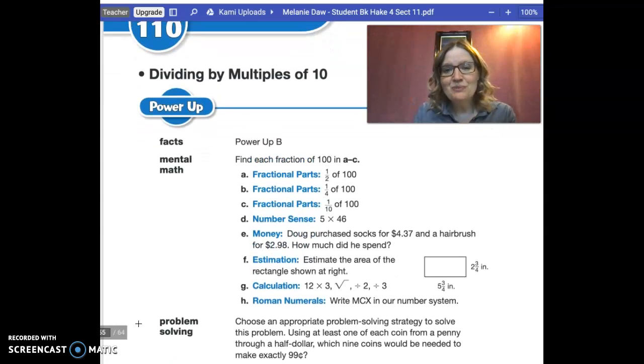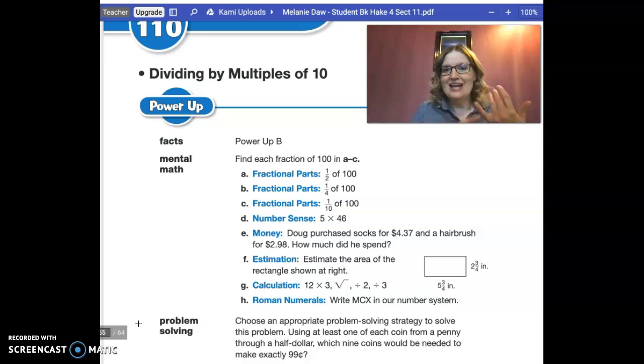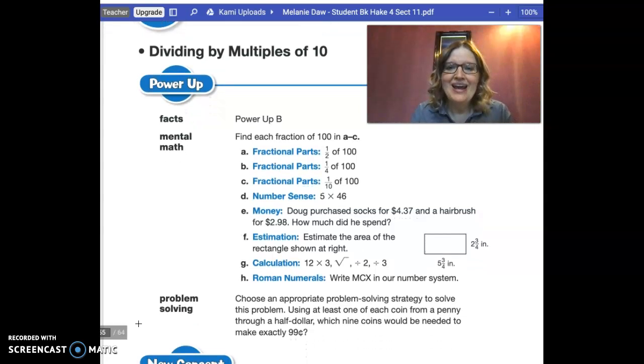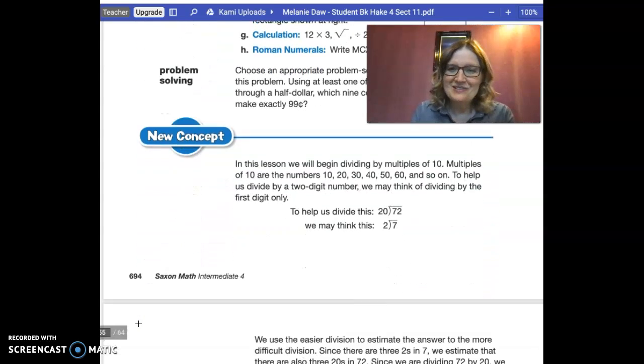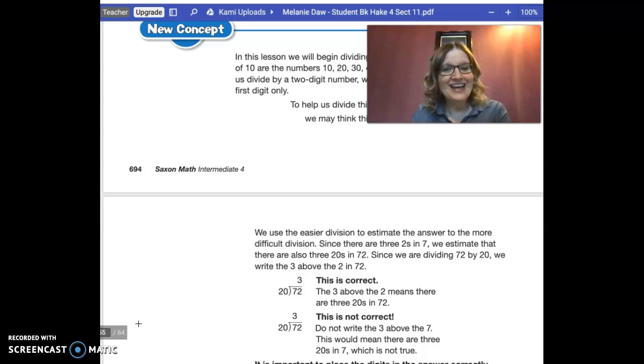Let me remind you, multiples of 10 are 10, 20, 30, 40, 50, 60, 70, 80, 90. 100 is a multiple of 10. The general rule is if it has a 0 on the end, it's a multiple of 10. And I love working with multiples of 10 because they're pretty straightforward and they have a 0 on the end. So it makes it a nice way to begin looking at how we work with two-digit division, where the divisor is a two-digit number.